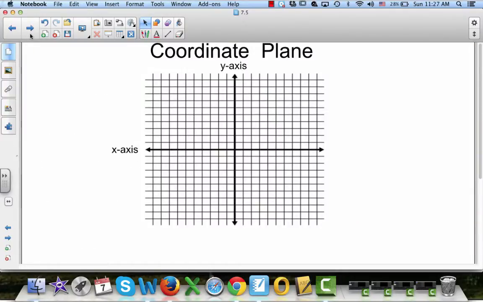One of the things you're going to have to work with in dealing with slope is the coordinate plane. So let's review that. I'm sure that you've seen it before, but let's review. The axis that goes across is called the x-axis, and the axis that goes up and down is called the y-axis.